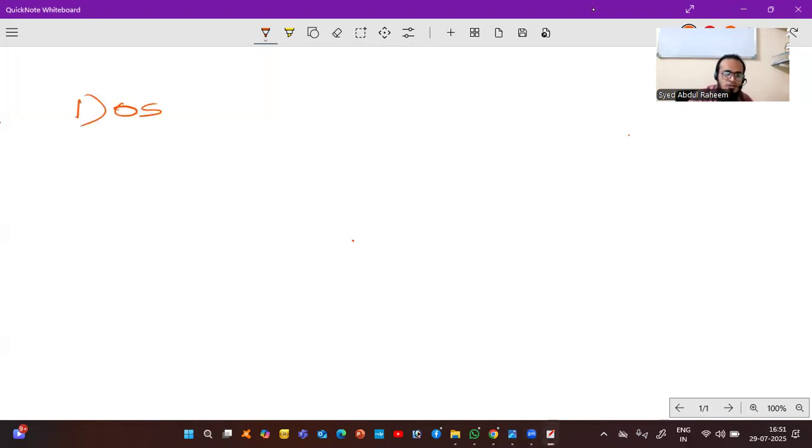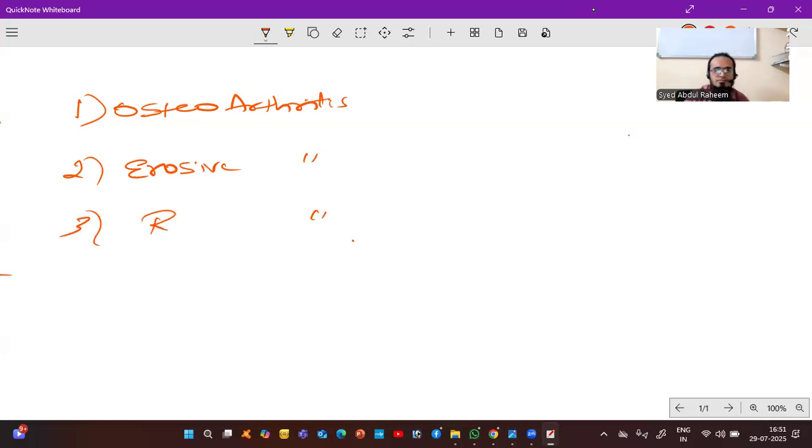So first is osteoarthritis. Next is erosive arthritis. Third one is rheumatoid arthritis. These are the three different types. Others are also there; we'll discuss them later. Today we'll discuss these three types. The others are psoriatic arthritis, gouty arthritis, and pseudo gout. These are the different types of arthritis, which are very important in clinical practice.